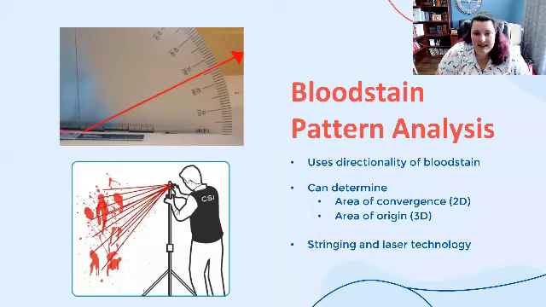The stringing technique you see in movies and television usually focuses on the area of origin, and that's the 3D location of impact. This provides us not only the height and the width of the impact location, but also how far away from the wall the impact occurred. However, to identify the 3D location of the impact, investigators also calculate the angle of impact, and they do this by using geometric formulas that utilize the bloodstain width and length to calculate the incoming angle.